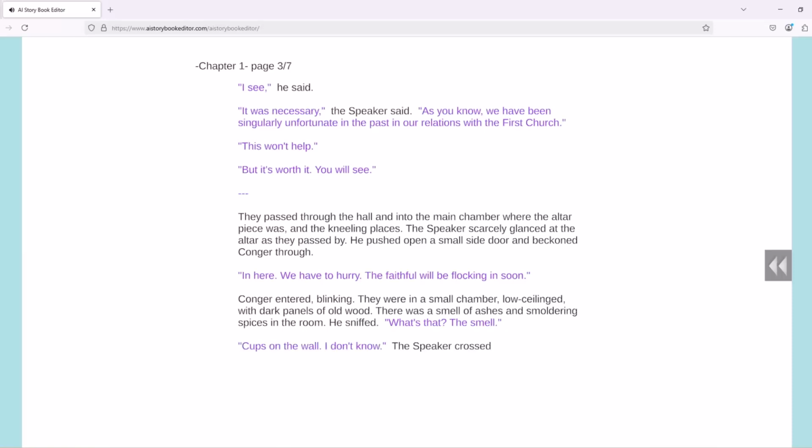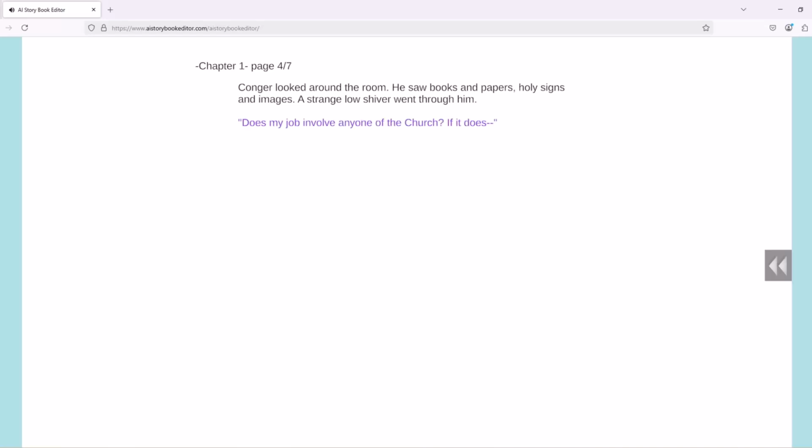The speaker crossed impatiently to the far side. According to our information, it is hidden here by this. Conger looked around the room. He saw books and papers, holy signs, and images. A strange, low shiver went through him. Does my job involve anyone of the church? If it does? The speaker turned, astonished. Can it be that you believe in the founder? Is it possible? A hunter? A killer? No, of course not.